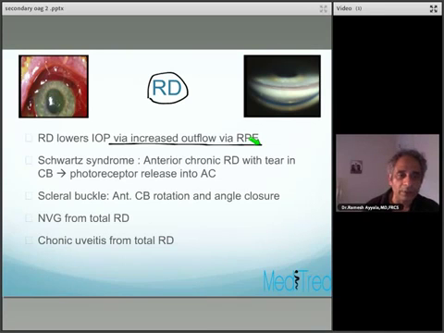Schwartz syndrome is one of them, wherein the patient has an anterior chronic retinal detachment with a tear in the ciliary body, exposing the aqueous in the posterior chamber to the photoreceptor area. What happens is that the aqueous will wash against the undersurface of the photoreceptor area through that tear in the ciliary body and cause these dead photoreceptors to float into the anterior chamber. These photoreceptors will block the trabecular meshwork, giving rise to elevated intraocular pressure.